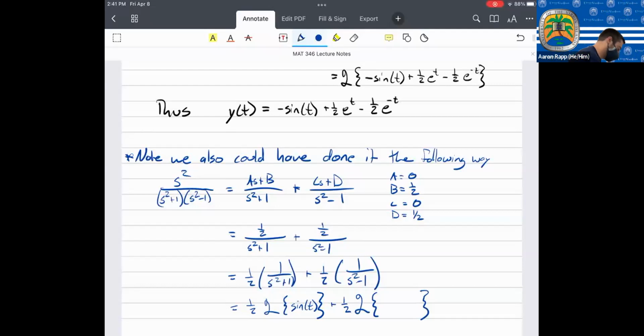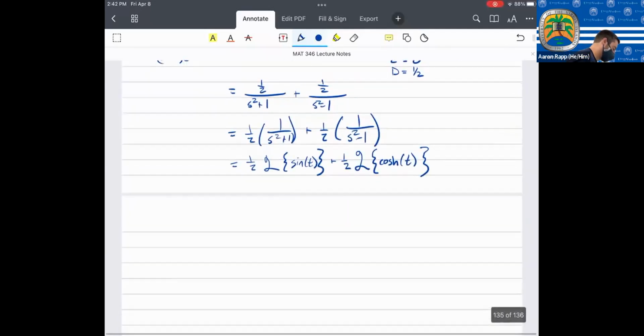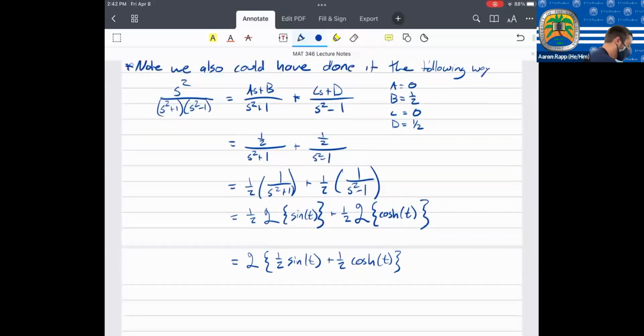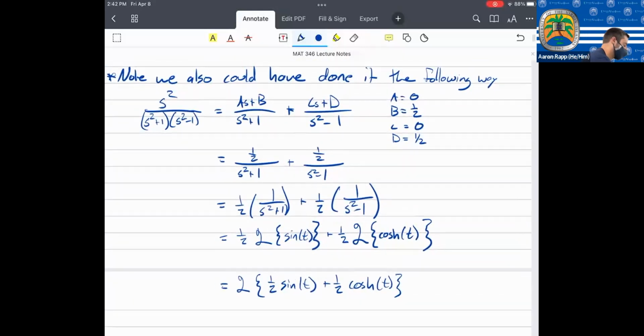So B, hyperbolic cosine of t, giving me that it's a Laplace transform of 1/2 sine of t plus 1/2 hyperbolic cosine of t, and that's why I'm like, yeah, we must have messed something up with that system of equations.